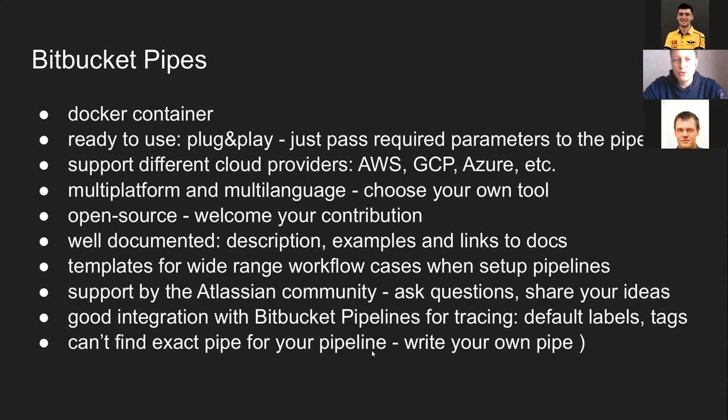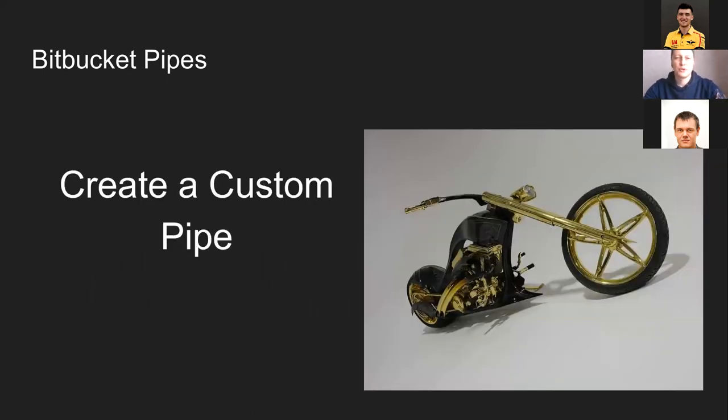It also has good integration with Bitbucket pipelines, for example, for tracing. Some pipes include default labels or tags that have the build number, step number, repository slug, etc. So you could understand which build provided this change and trace the whole workflow. And of course, if you can't find the exact pipe for your pipeline in the Bitbucket pipes marketplace, you could write your own pipe. So let's go and create a custom pipe.